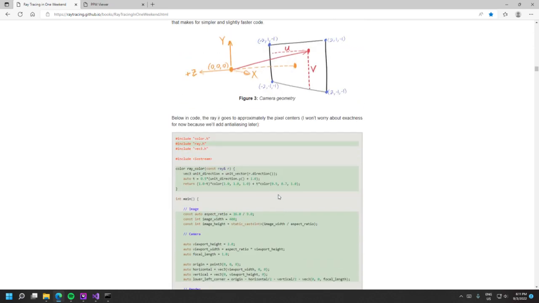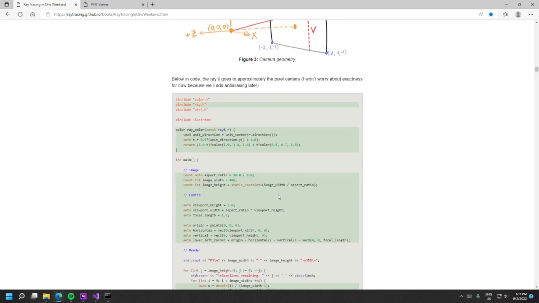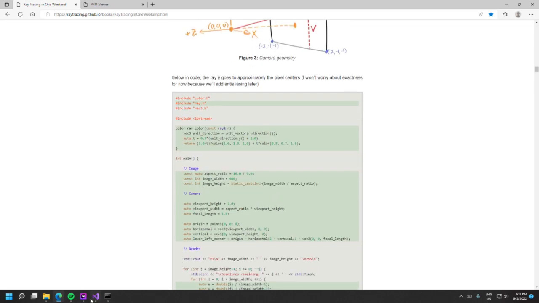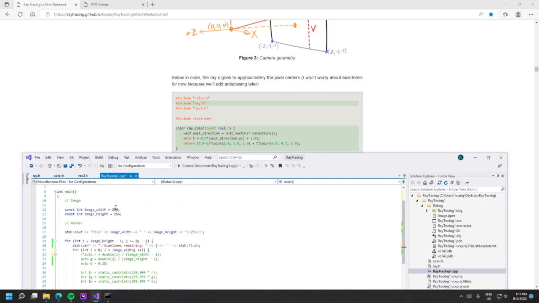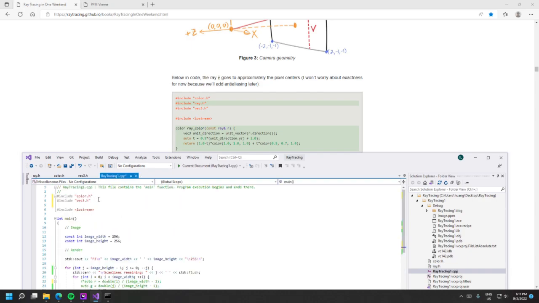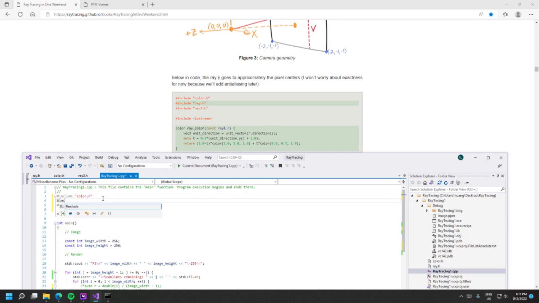Below in the code, the color of the ray R goes to approximately the pixel centers. I don't know what that means yet, so let's just read the code and then understand as we go. Okay, so ray tracing CPP. Now we need to also include the ray class we just have.